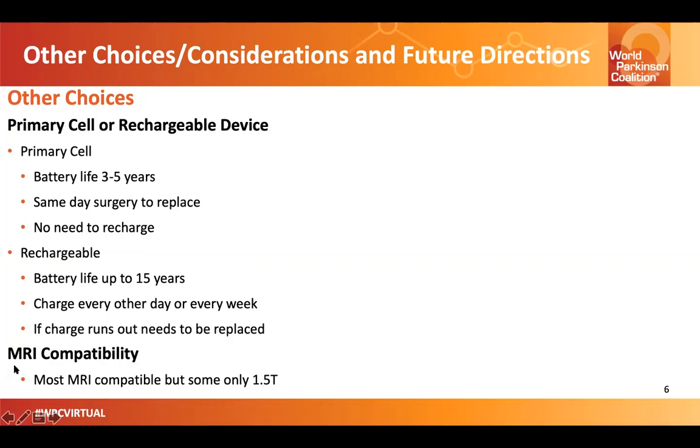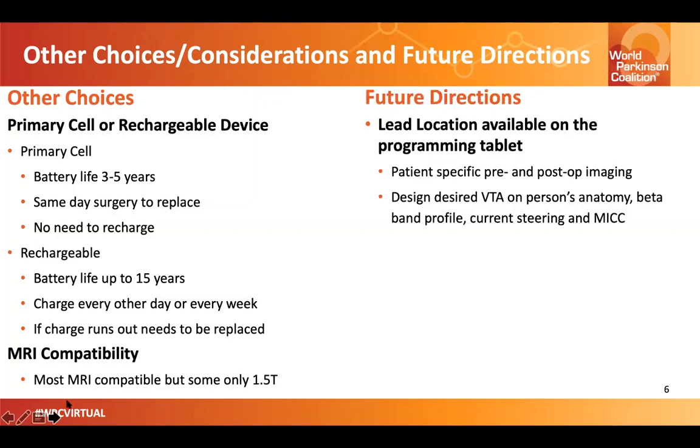It's very important to have a discussion about MRI compatibility with the different systems, with the neurologist and with the neurosurgical team. Most systems are becoming or are MRI compatible, but some are only compatible with 1.5 Tesla systems. So in the near future, lead location will be available on the programming tablet, and this will use patient-specific pre- and post-operative imaging and any of the microelectrode recording data from the operating room. And the neurologist will be able to design the desired VTA on the person's anatomy and use the beta band profile to guide the choice of electrode, and use current steering and multiple independent current control to sculpt out that VTA.